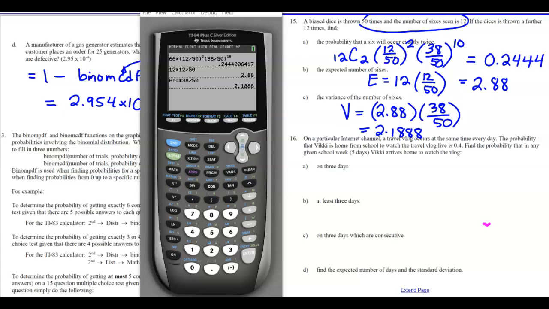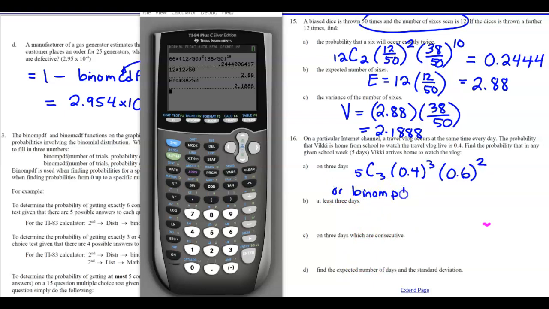Okay, so the probability that Vicky is home from school to watch the travel vlog live is 0.4. In a 5-day week, Vicky arrives home to watch the vlog on 3 days. It's up to you which method you want to use. You can use this: that's 5C3, 0.4 cubed, and I should say 0.6 squared.